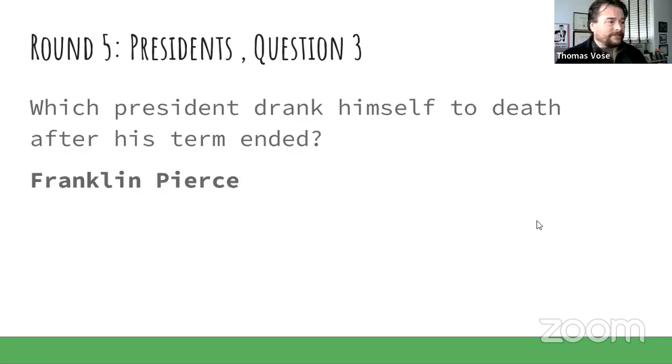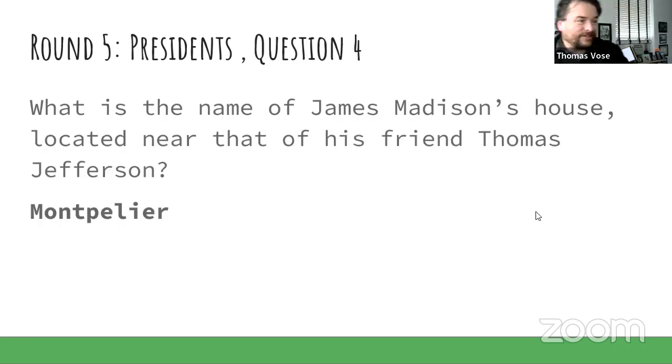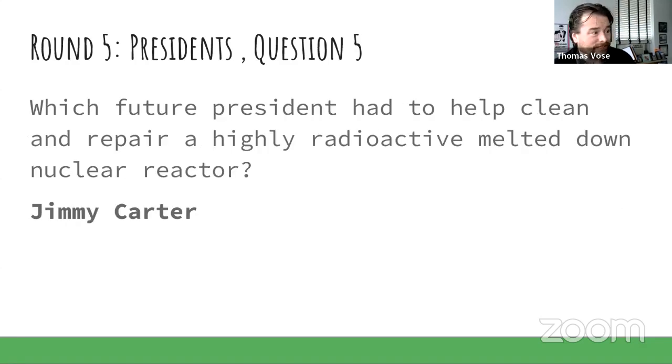Franklin Pierce, but he had a good reason, quite honestly. He was a crappy president first off, and he was in crappy circumstances, which he made worse. And also, there's some real sad stuff about his kids. And then James Madison's house, Montpelier, is near Monticello. I've been to Monticello, but not Montpelier. And the former is a very nice house if you can get past all the horrible slavery stuff that kept it up. So, question five was that Jimmy Carter, he was in the Navy and he fixed up a nuclear reactor in pretty dangerous circumstances.